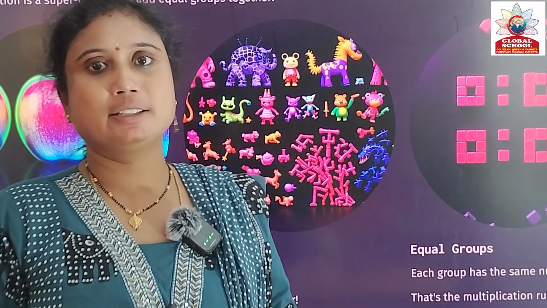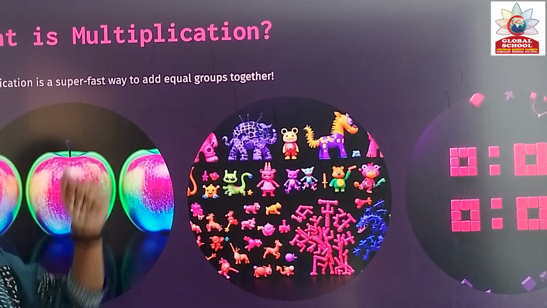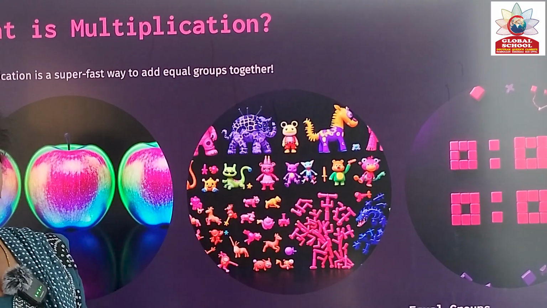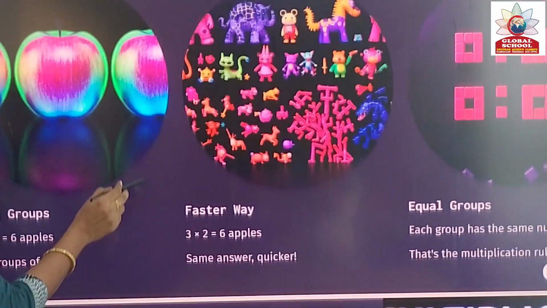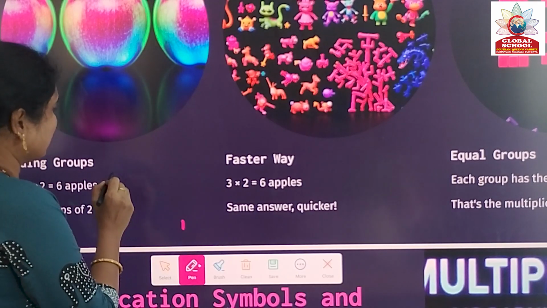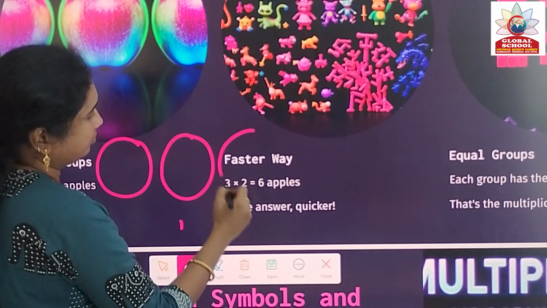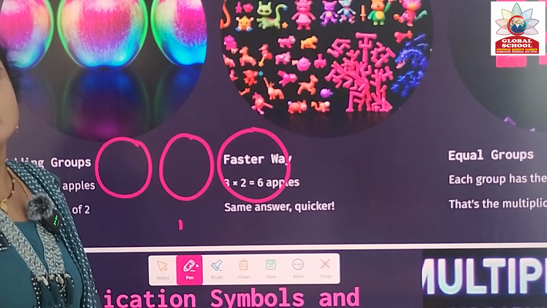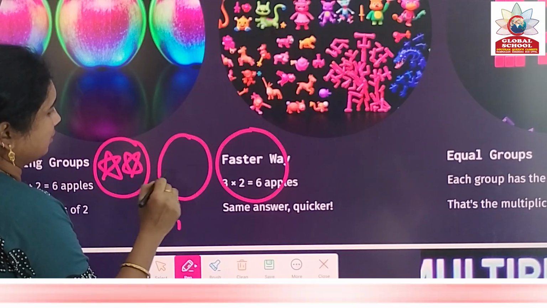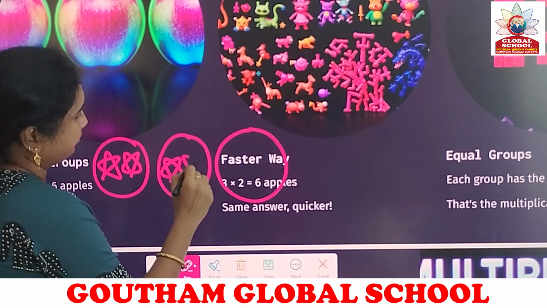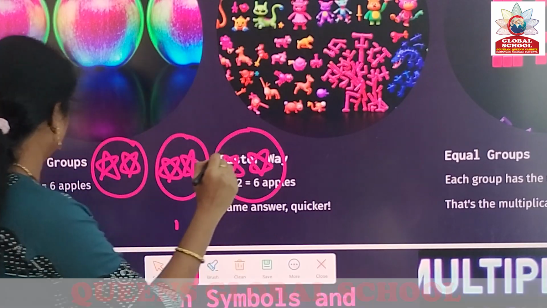What is multiplication? Now let's discuss what is multiplication. Multiplication is a super fast way to add equal groups together. Now let's discuss with some examples. Okay, here three groups are there. In each group, two stars are there.